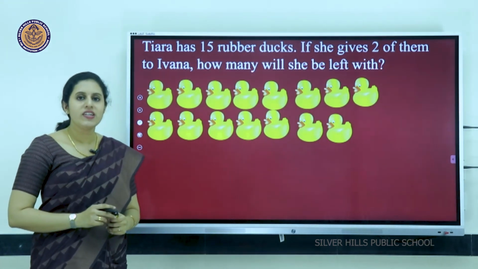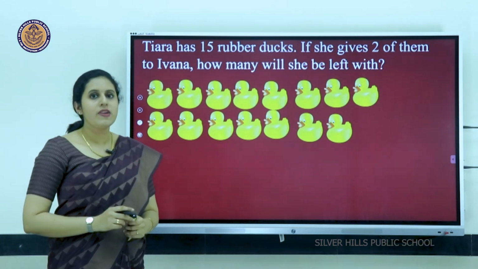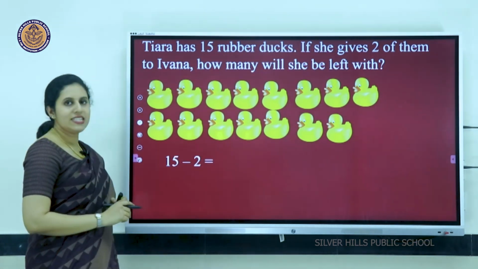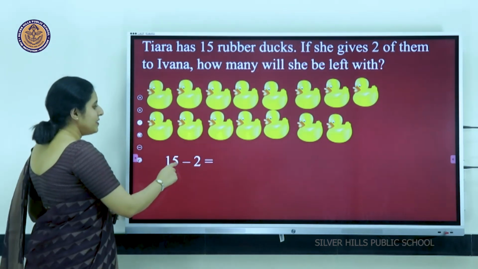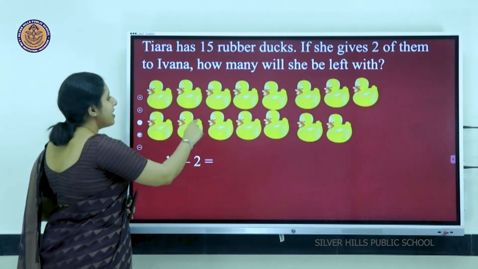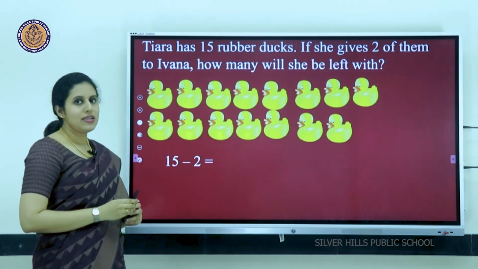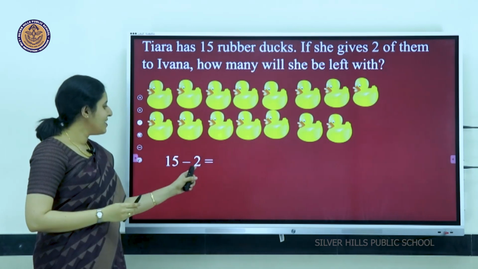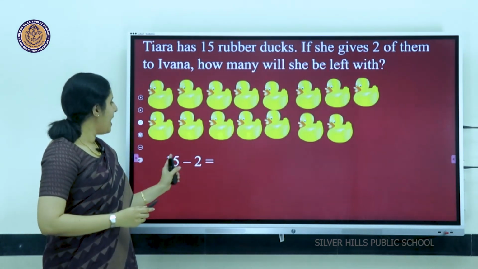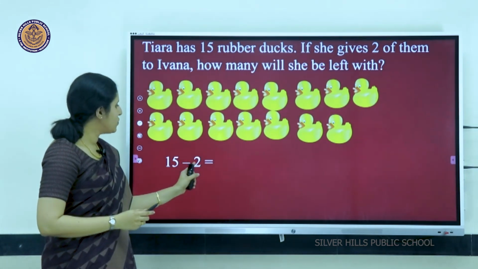That means, children, you are supposed to subtract 2 from 15. Yes, so that will be the subtraction sentence here. Why am I writing 15 minus 2? Since there are 15 rubber ducks with Tiara and she is giving 2 to Ivana. Since she is giving 2 away, I am writing 15 minus 2.